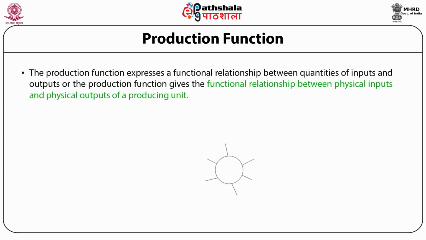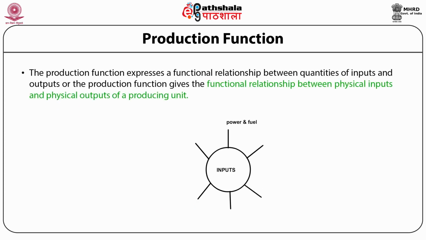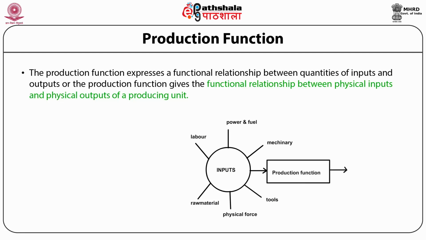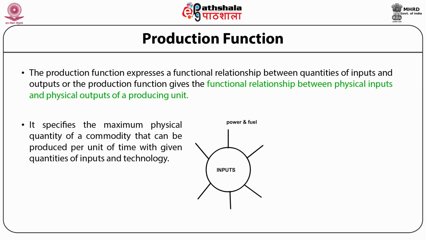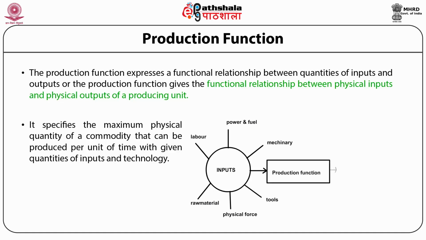Production function. A production function expresses a functional relationship between quantities of inputs and outputs, or the production function gives the functional relationship between physical input and physical outputs of a producing unit. It specifies the maximum physical quantity of a commodity that can be produced per unit of time with given quantities of inputs and technology.